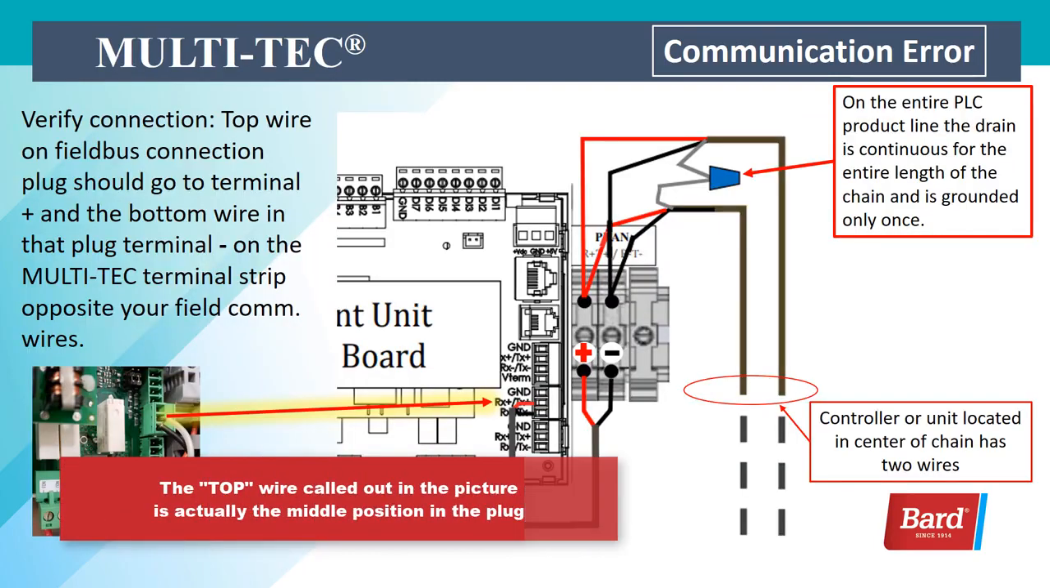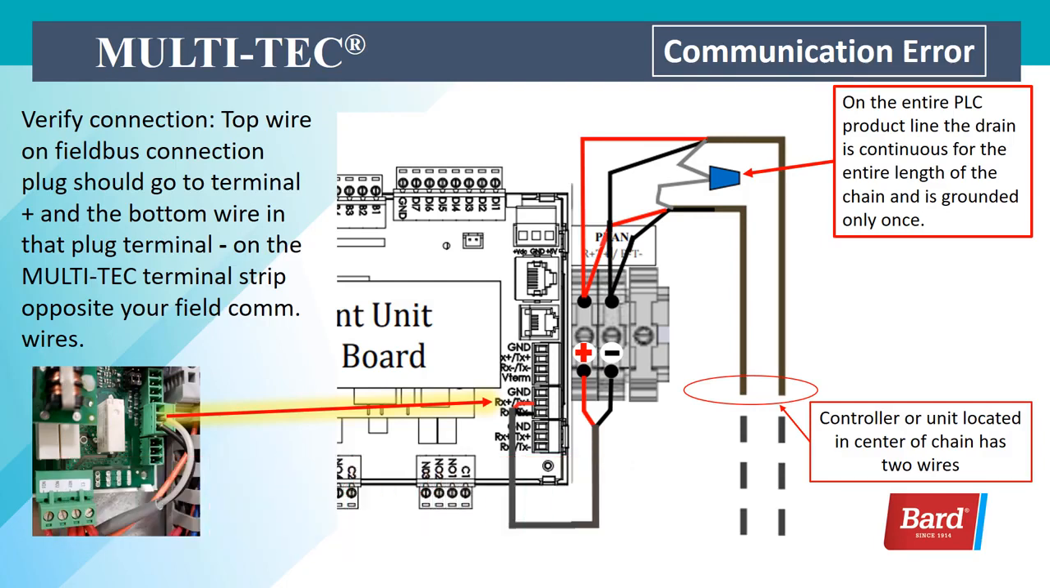If you're working with a multi-tech, the top wire on the field bus connection plug should go to the terminal marked positive, and the bottom wire on that plug, the terminal marked negative on the multi-tech terminal strip, opposite your field connection wiring. On the entire PLC product line, all of our PLC units, the drain is continuous for the entire length of the chain and is grounded only once.